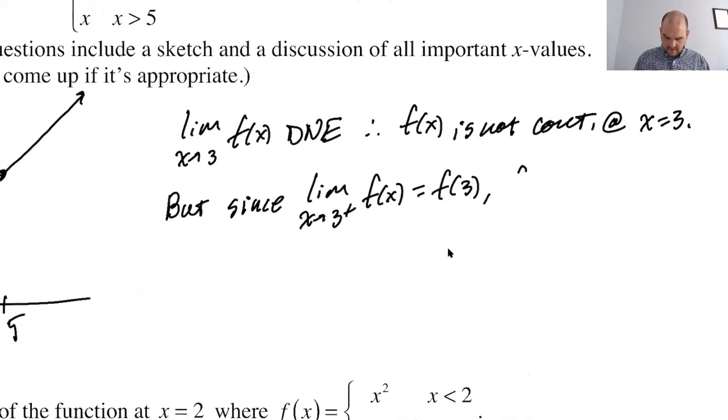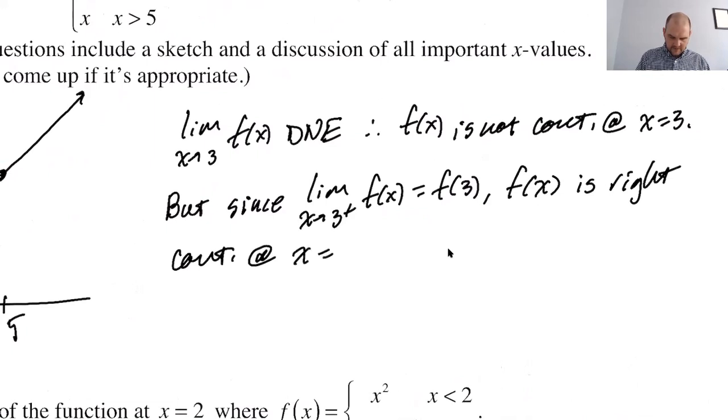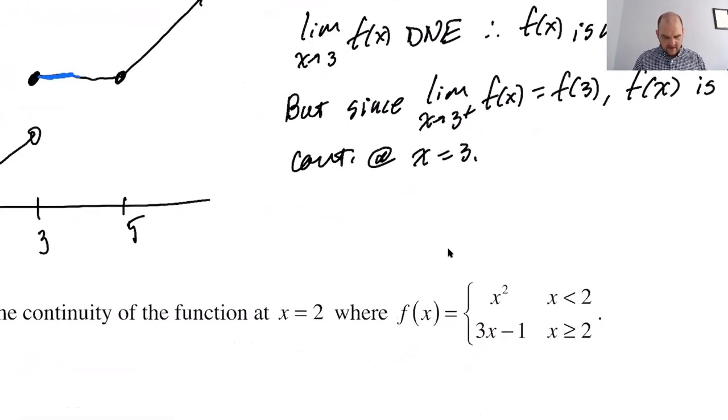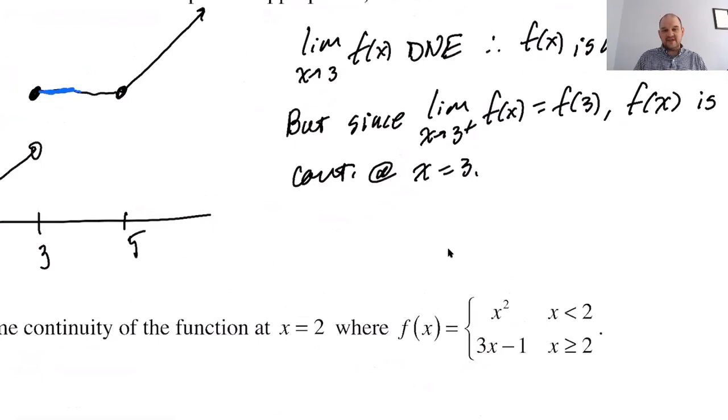I'm going to say f of x is right continuous at x equals 3. So not continuous, but it is right continuous. It could be not continuous and not be right or left continuous, just like nothing going on there. But in this case, it's not continuous because the limit doesn't exist. It is right continuous because the limit from the right equals the value of the function. So it's just more information. And then the other point that I want to address is x equals 5 because it's a breaking point and you always want to address those.